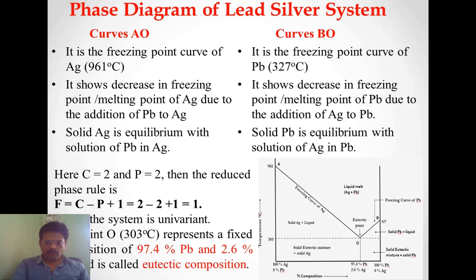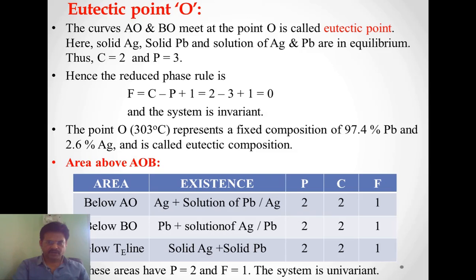There is a point O which is known as the eutectic point. This eutectic point corresponds to a fixed composition of 97.4% lead and 2.6% silver, and this composition is known as the eutectic composition. The curves AO and BO meet at the point O, and this point is termed the eutectic point. At point O, three different phases are in equilibrium, that is solid Ag, solid Pb, and the solution of silver and lead.